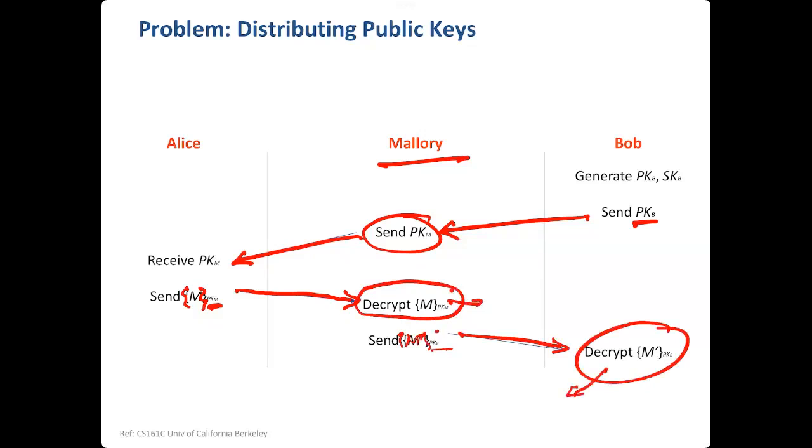Okay, so now why is this happening? Because Alice is not getting the genuine public key of Bob.